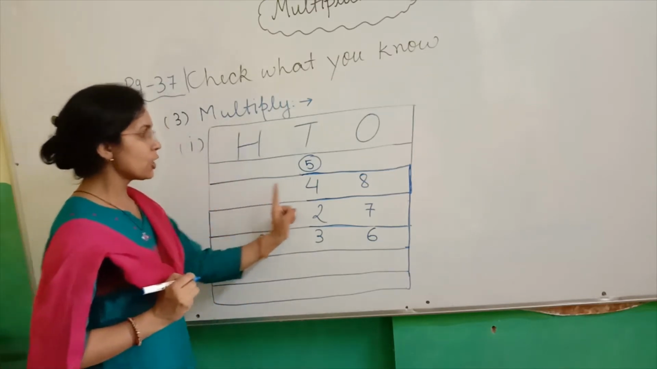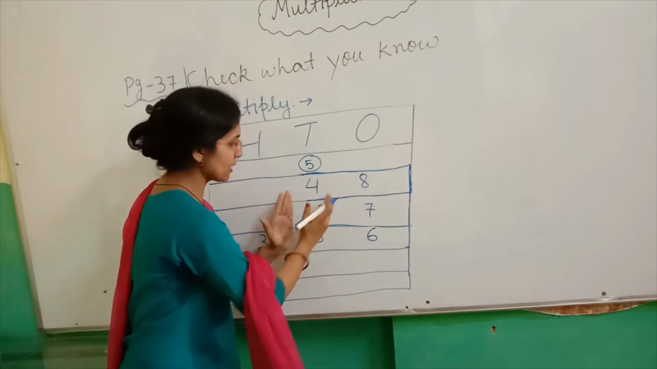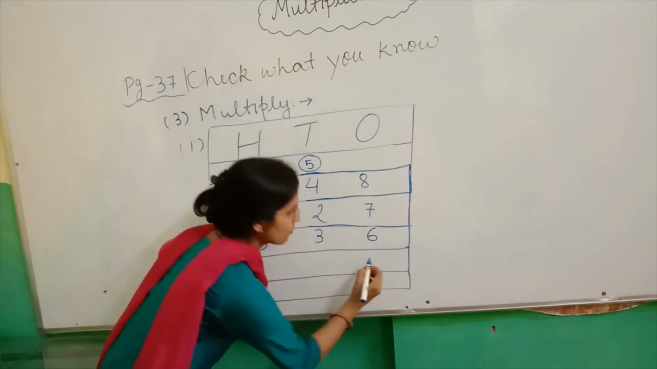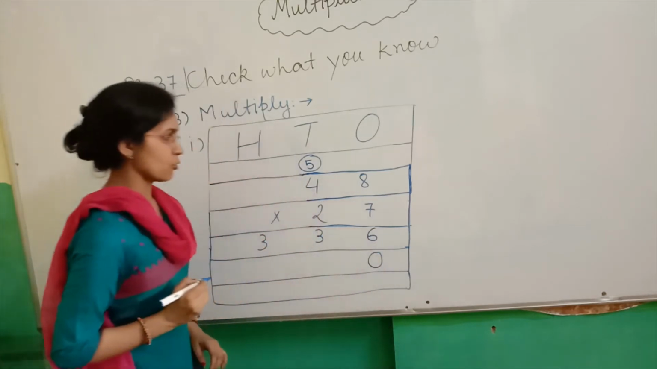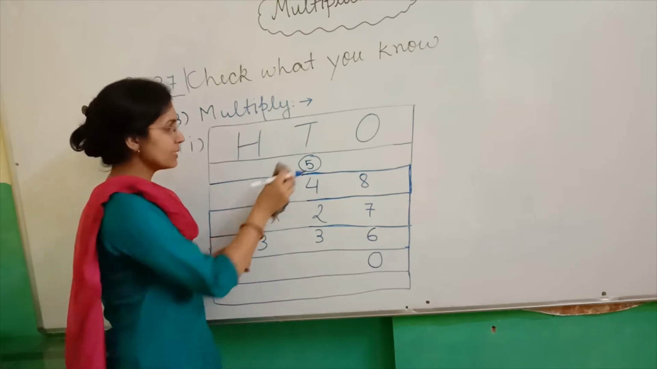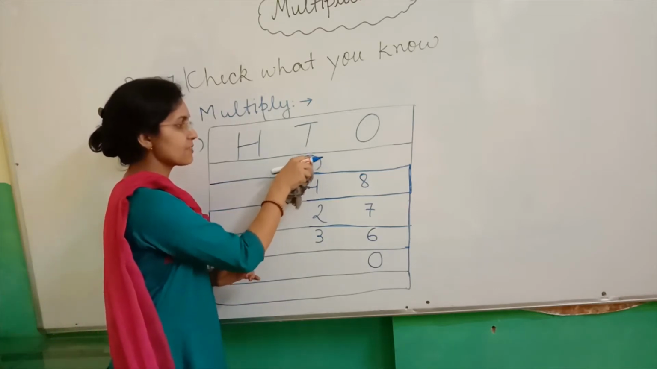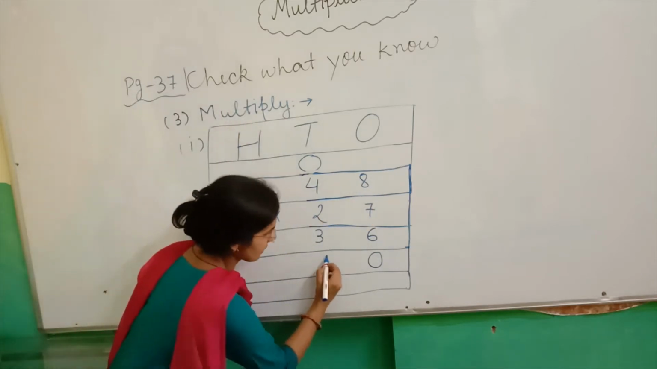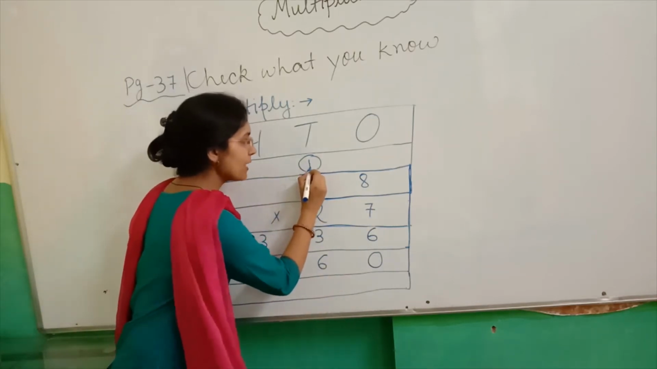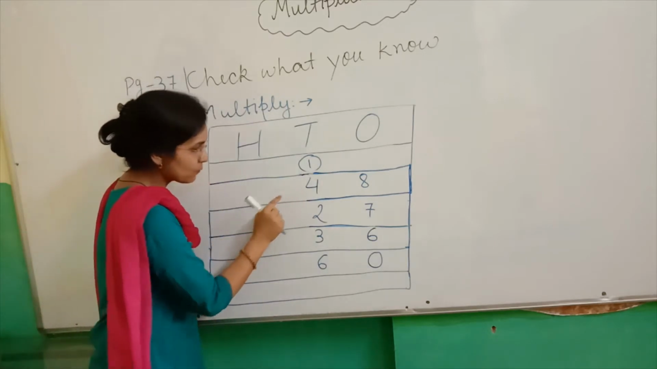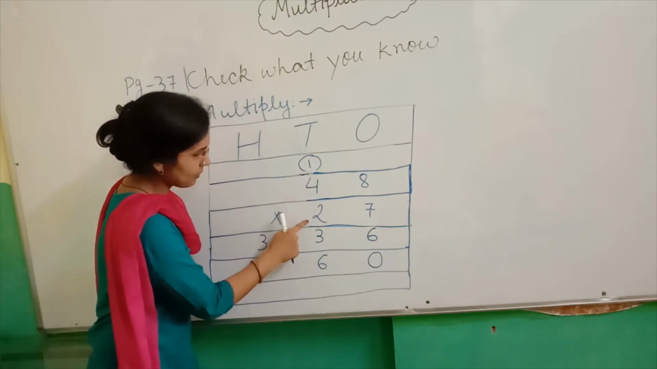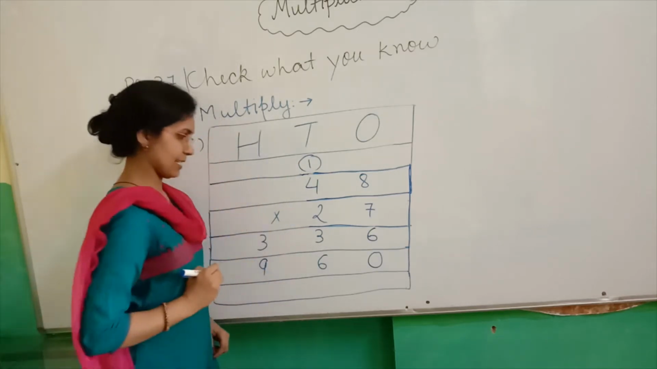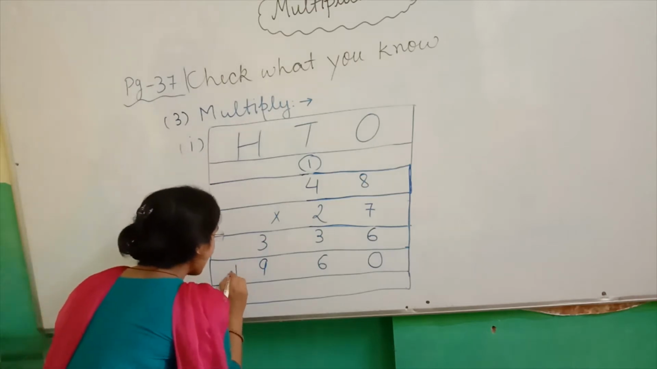Now we'll multiply 48 by 2. We will not directly write down all the numbers over here. First we'll put 0 and we'll rub this part. Now 8 multiplied by 2 is 16. Now 1 is carry over, children. And 4 multiplied by 2 will be 8. 8 plus 1 is 9. Now we'll add the numbers.